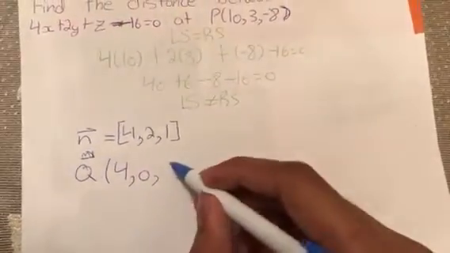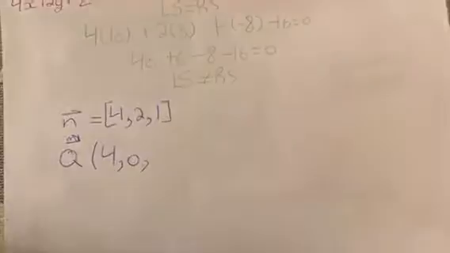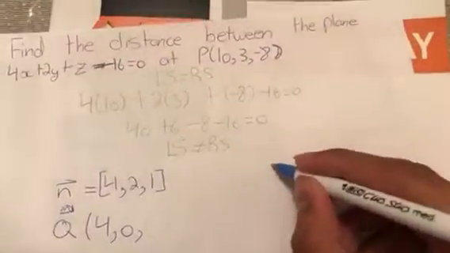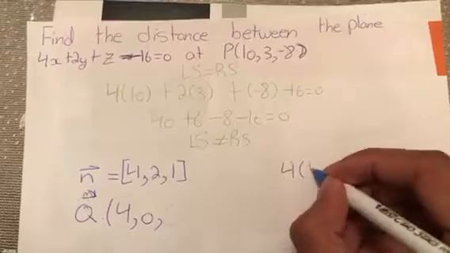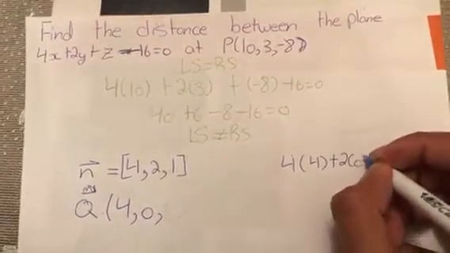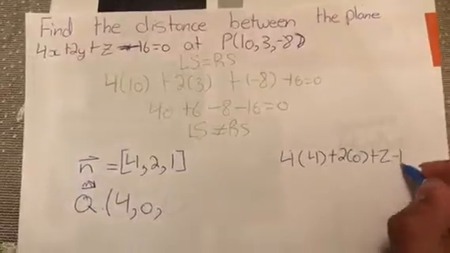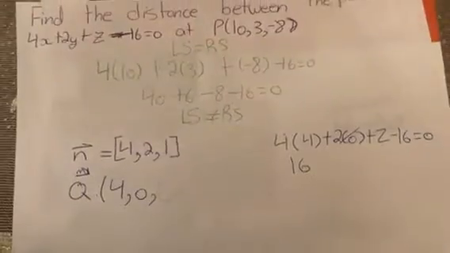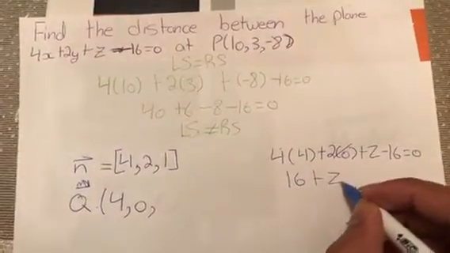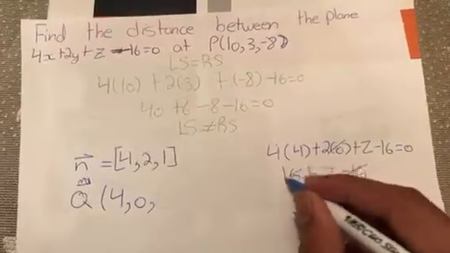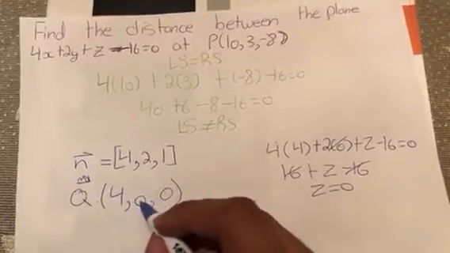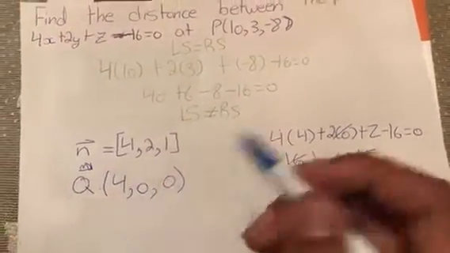The next thing we will do is figure out what the z value is, and by doing that we will be subbing it into the plane equation that's stated here. So if we do that, we get 4 times 4 plus 2 times 0 plus z minus 16 equals 0. We have 16, this gives you 0, plus z minus 16, those two cancel out, so z equals 0. So we get our point Q (4, 0, 0).